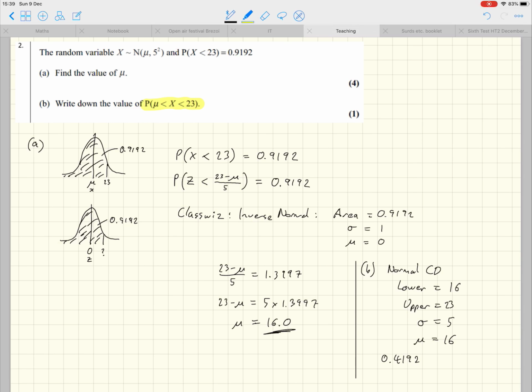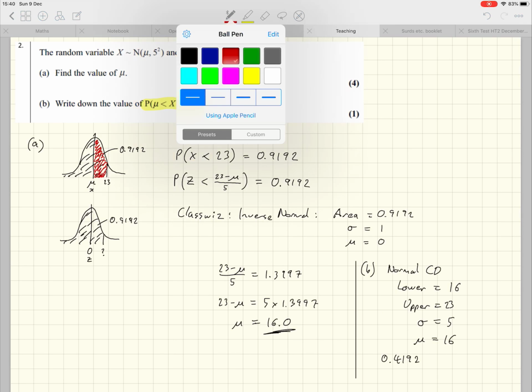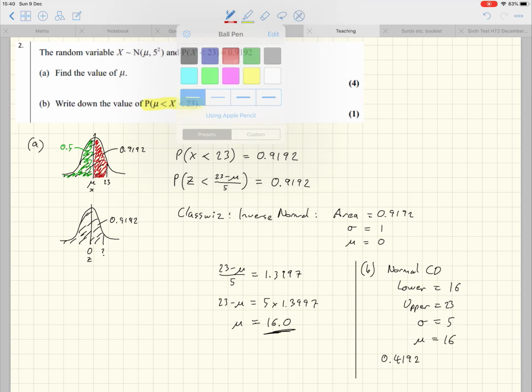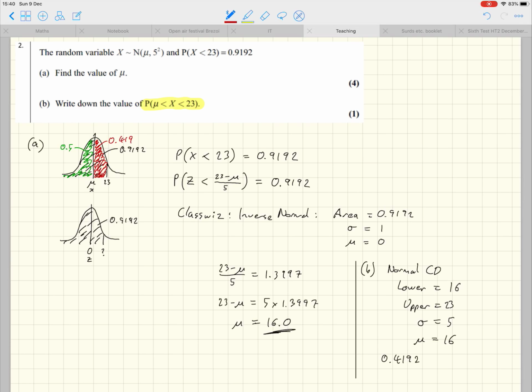But we could have done that without using the ClassWiz at all. Notice that the question says write down. That usually means you don't need to do any more calculation except for something maybe really easy. Now let's look back at our diagram here. The probability that x is trapped between mu and 23, well, let's just shade that in. It's this bit here. The bit to the left, which I'm going to shade green, is of course exactly half of the bell curve, so that's 0.5. And therefore, the red bit must be 0.4192.